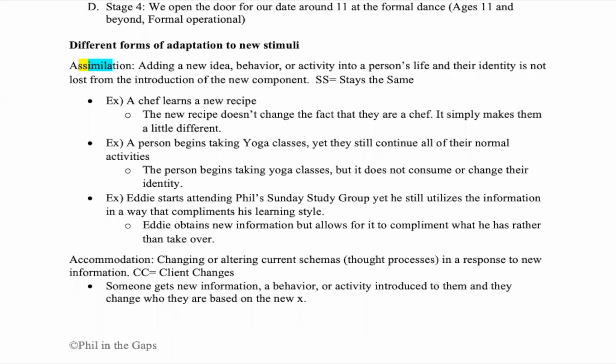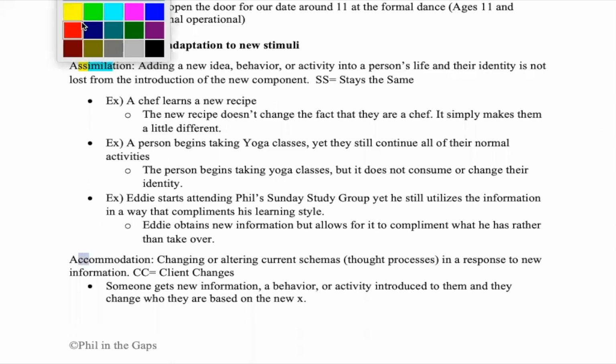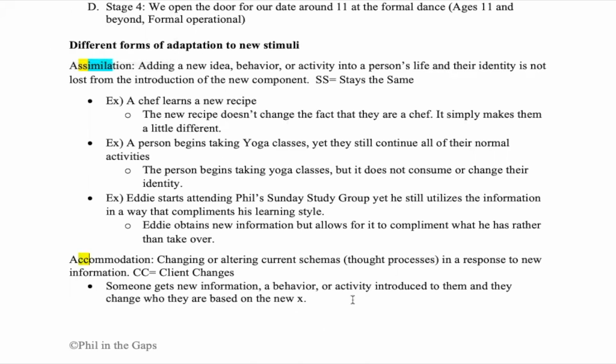On the other side of the river, accommodation in the same position as SS, we have CC, because CC is where the client changes. So assimilation, they're going to be the exact same individual. Accommodation is where they are going to change who they are based on whatever new thing was brought in. Stated in a different way, it's changing or altering current schemas, so thought processes, in response to new information. So that's where the person entirely changes.